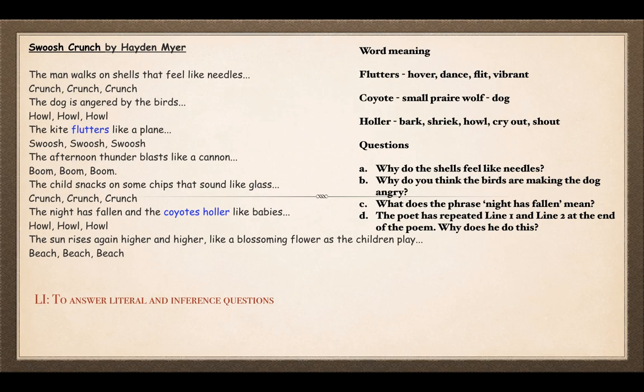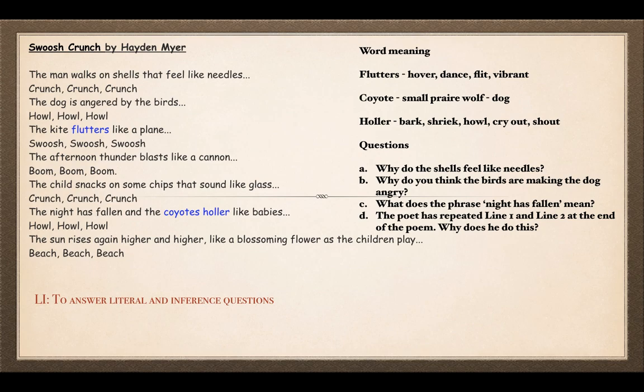Okay, so your final questions for this second half of the poem. Why do the shells feel like needles? And once again, you have to read around the information. There's no direct answer. It's not literal. You have to think about it and then work out why the shells feel like needles. B, why do you think the birds are making the dog angry? And once again, you need to read around the information. Think about dogs, think about birds. Why is the dog going crazy?